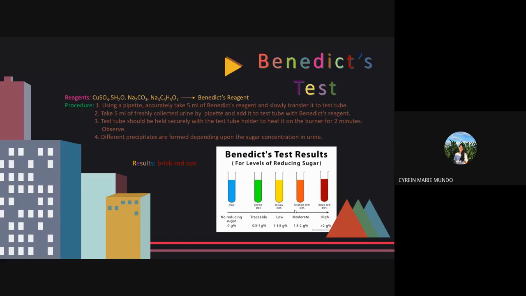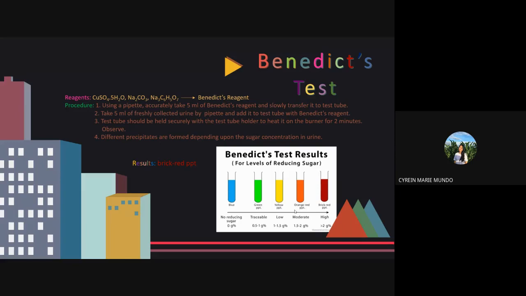For the blue color, the concentration of reducing sugar is 0, and it means that no reducing sugar is present. Green precipitate is 0.5 to 1 gram. A traceable amount of reducing sugar is present. Yellow precipitate is 1 to 1.5 gram. A small amount of reducing sugar is present. Orange to red precipitate is 1.5 to 2. A moderate amount of reducing sugar is present. Brick red precipitate is greater than 2, a large amount of reducing sugar is present.